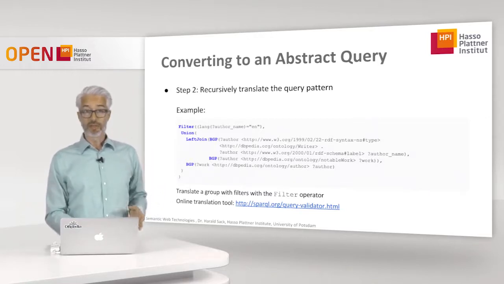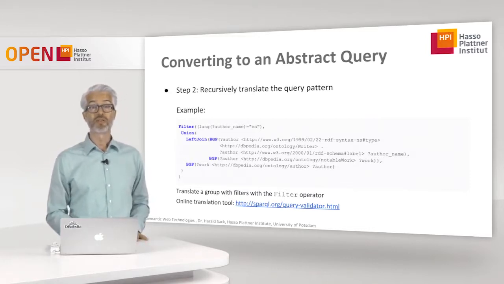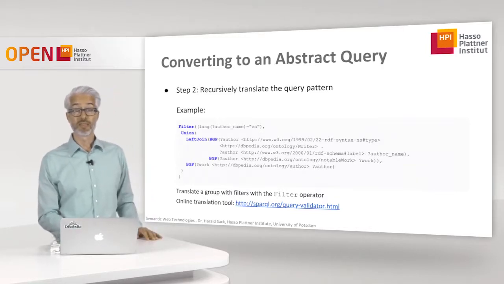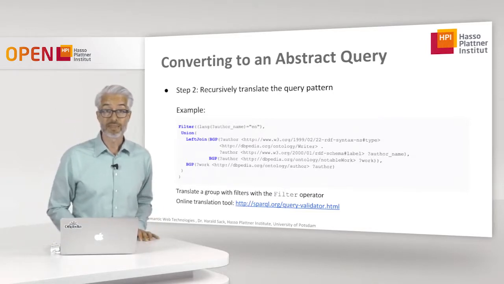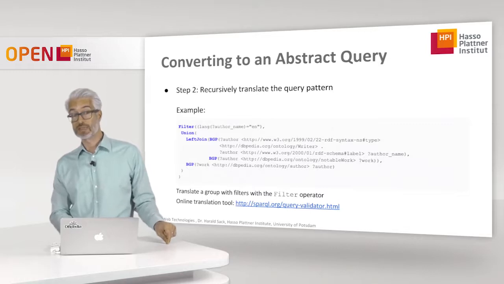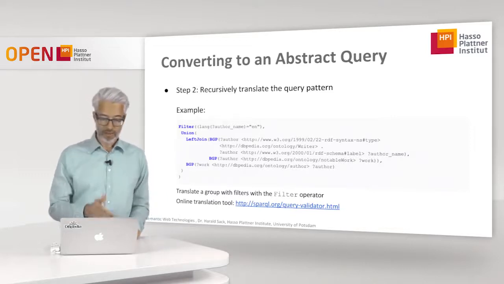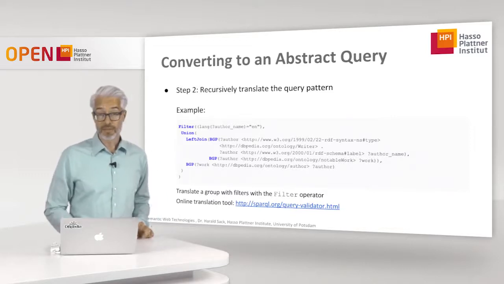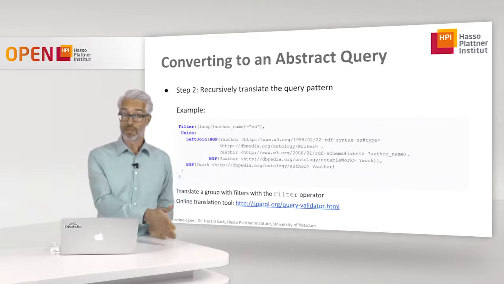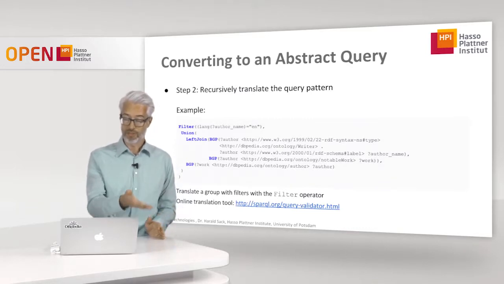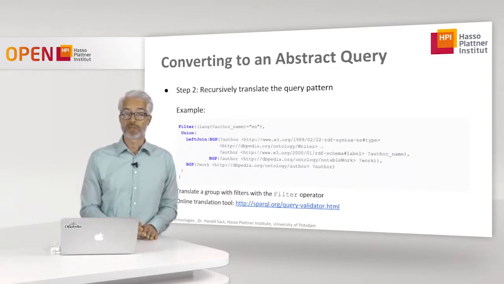So if you want to try this out for various SPARQL queries, you can do that. Here is the address of a query validator. If you go to that query validator and present an arbitrary SPARQL query like we did in our examples, then you can translate this SPARQL query directly to the abstract SPARQL query syntax, like we have seen here. So this is the first and simple part, the translation of the syntax tree that we have achieved via parsing the original SPARQL query to an abstract SPARQL query.